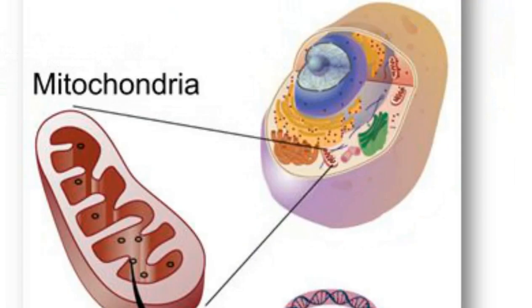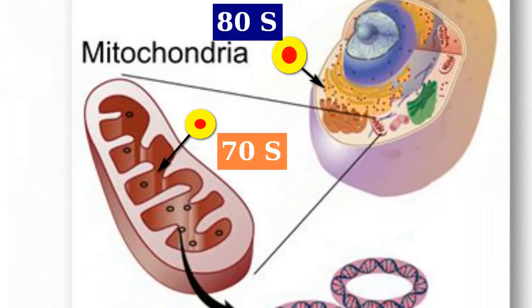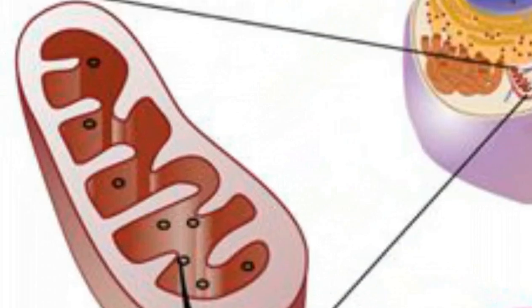Inside the cell, mitochondria is present here. In the case of eukaryotic cells, usually 80S ribosomes are present. But the cellular organelles like mitochondria have their own circular DNA, that means plasmid, as well as all the components necessary for protein synthesis present inside this matrix. 70S ribosomes are present in the inner membrane, that is the matrix of the mitochondria.